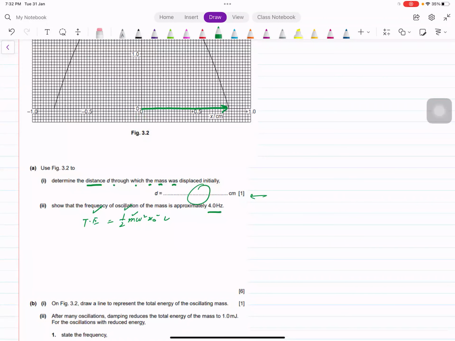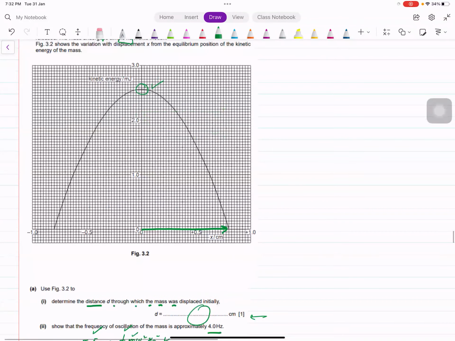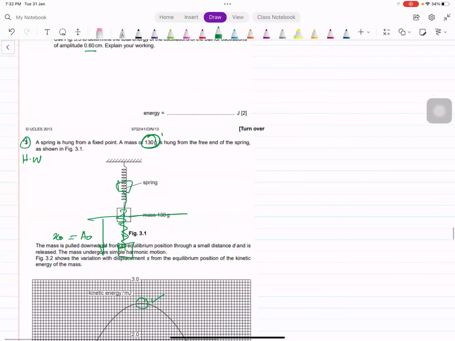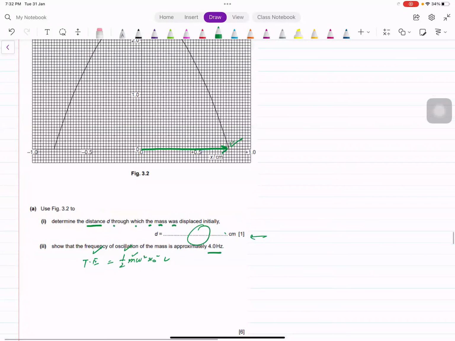So guys, why is it 6 marks? Because you have to take one reading from here, include this reading from here, and include this reading from here. You need to basically apply the right formula and find the answer. That's why. How easy it is, right?